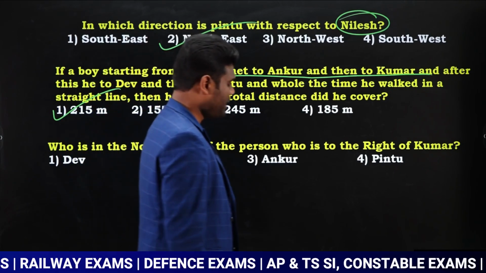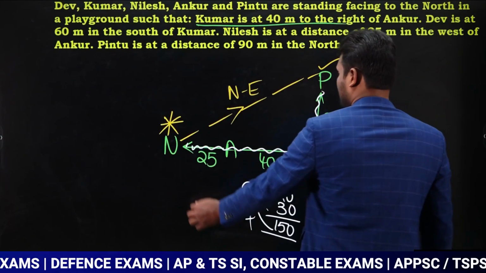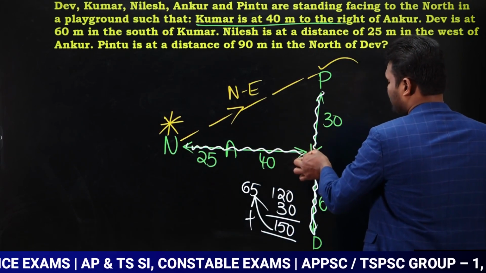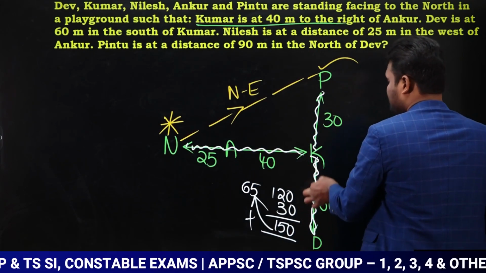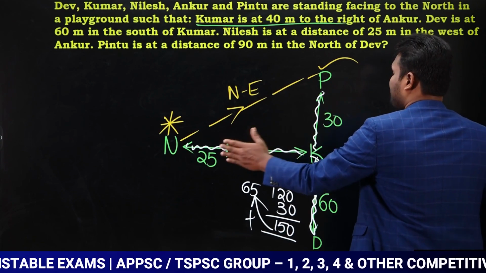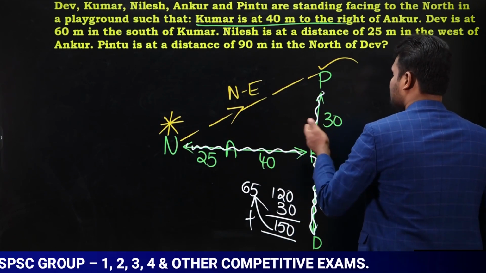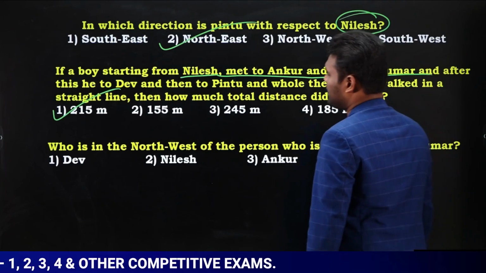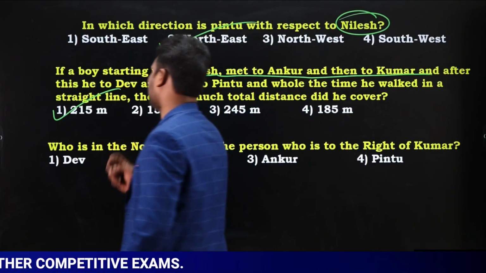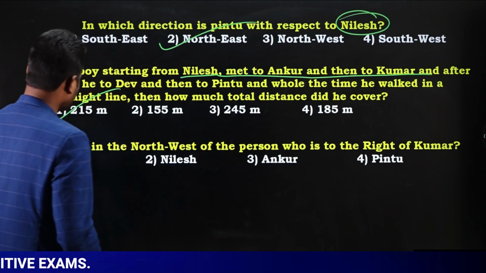Is it clear? Why? Because total distance covered is nothing but 25 plus 40 plus 60 plus 60 plus 30. Yes or no? When you add all of them together, total distance covered is nothing but 215 meters. Okay, 215 meters. Next, look at the last question.